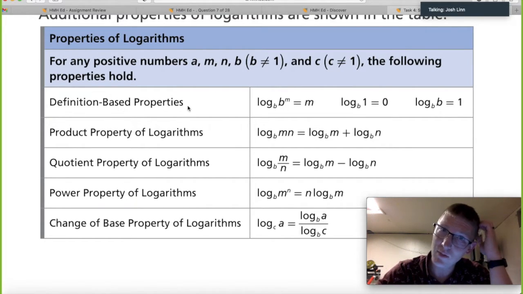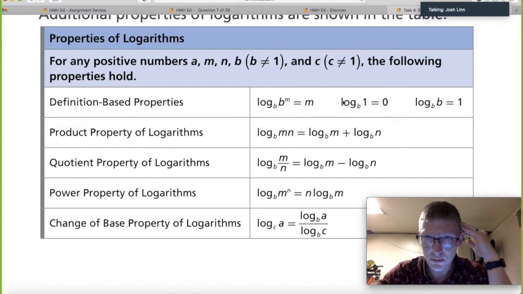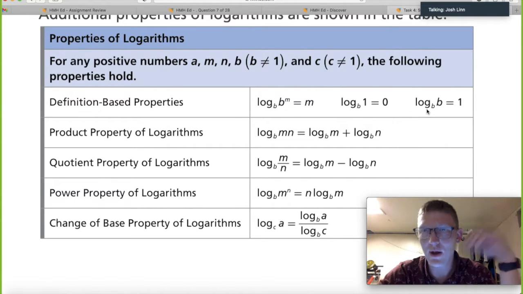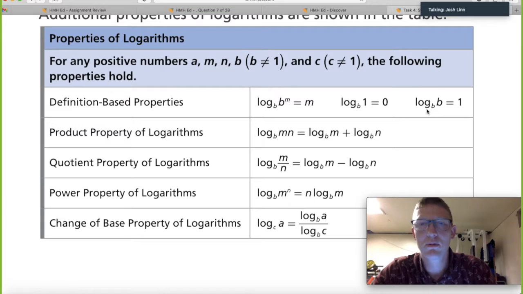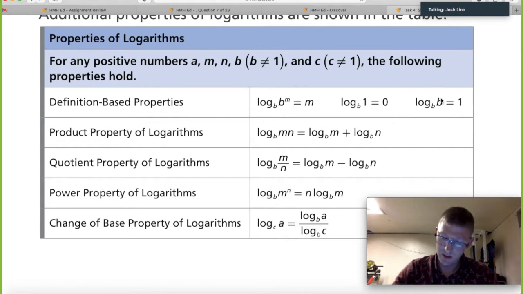So, definition-based properties. This is a thing that you probably kind of figured out from our other work with logarithms. So log base b of 1 is always 0, no matter what your b is. Log base b of b, so when these things match, your answer is just going to be your exponent up there. So we've definitely used that before. And then log base b of b, you have an implied exponent right there, and that implied exponent is 1 when there's nothing there.